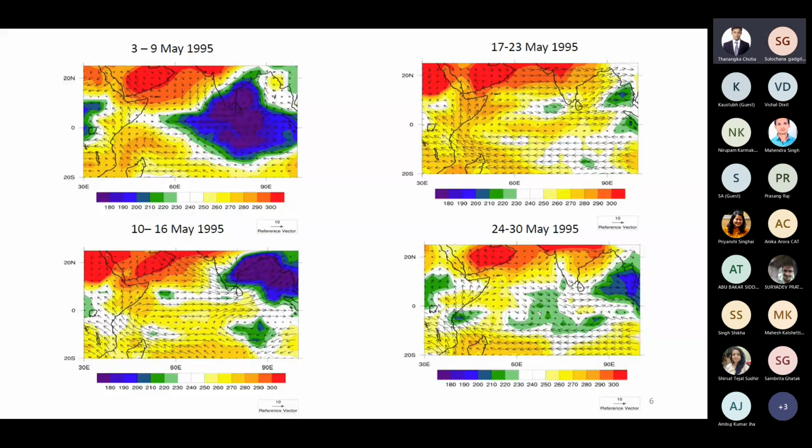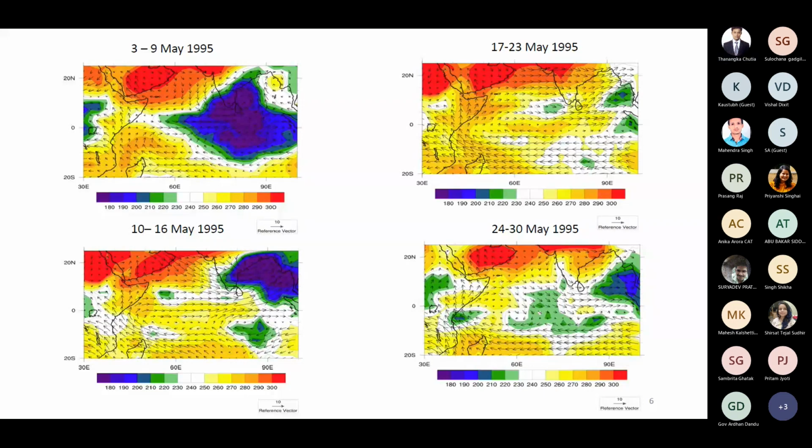So it's a little bit confusing. Maybe one reason could be that there is no sharp spatial landscape here. Even when you say start of monsoon, you are really talking about an abrupt thing, right? You are not talking about a gradual thing. Does it really exist?